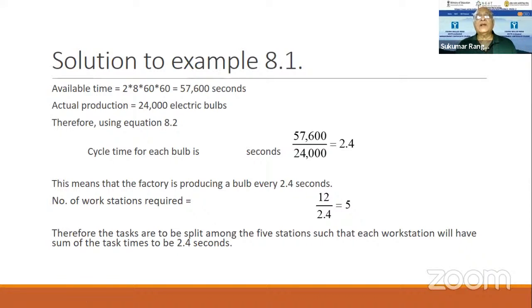So every 2.4 seconds, one bulb has to come out. This means that the factory is producing a bulb every 2.4 seconds. So the number of workstations required is, there are 12 stations we saw into 2.5 seconds. So you need a minimum of 5 lines or workstations. Therefore, the task has to be split across 5 stations, such that each workstation will have a sum of task times equal to 2.4 seconds. So many lines you must have to produce this.